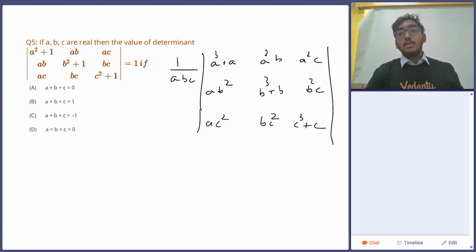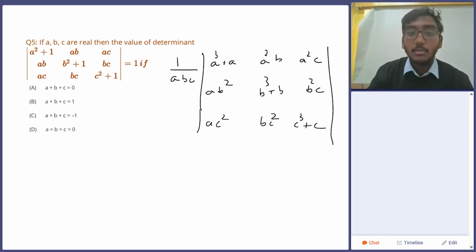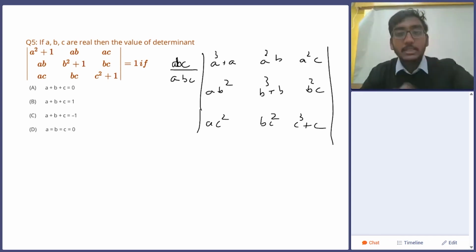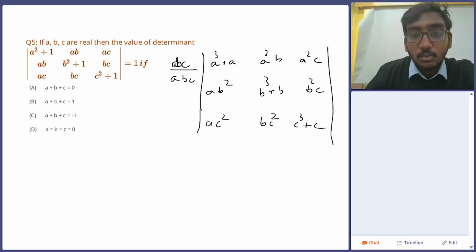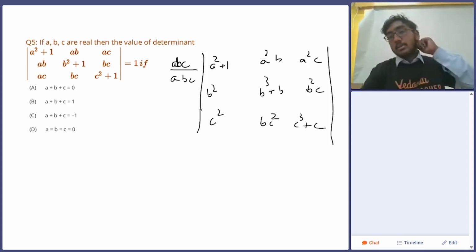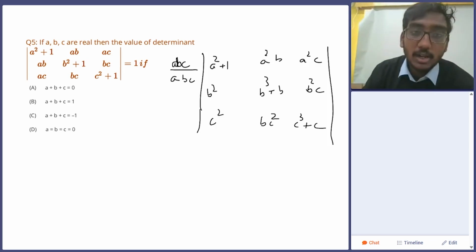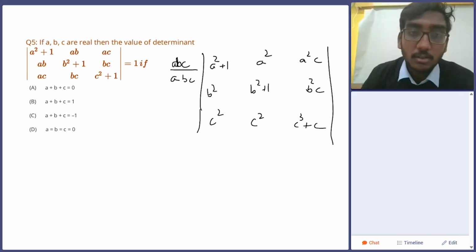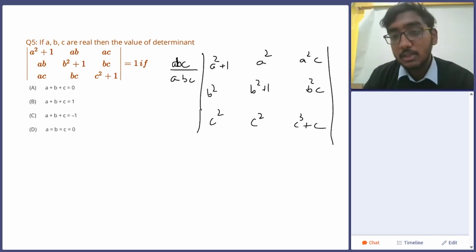Now we pull out A from the first column, B from the second column, and C from the third column. So for the numerator, I will change it and align it again. Before that, I will just pull out ABC. It will be A square plus 1, B square, C square, right? Similarly, if you pull out B from the second column, you will have A square, B square plus 1, and C square, right? And if you pull out C from the third column, you will have A square, B square and C square plus 1.